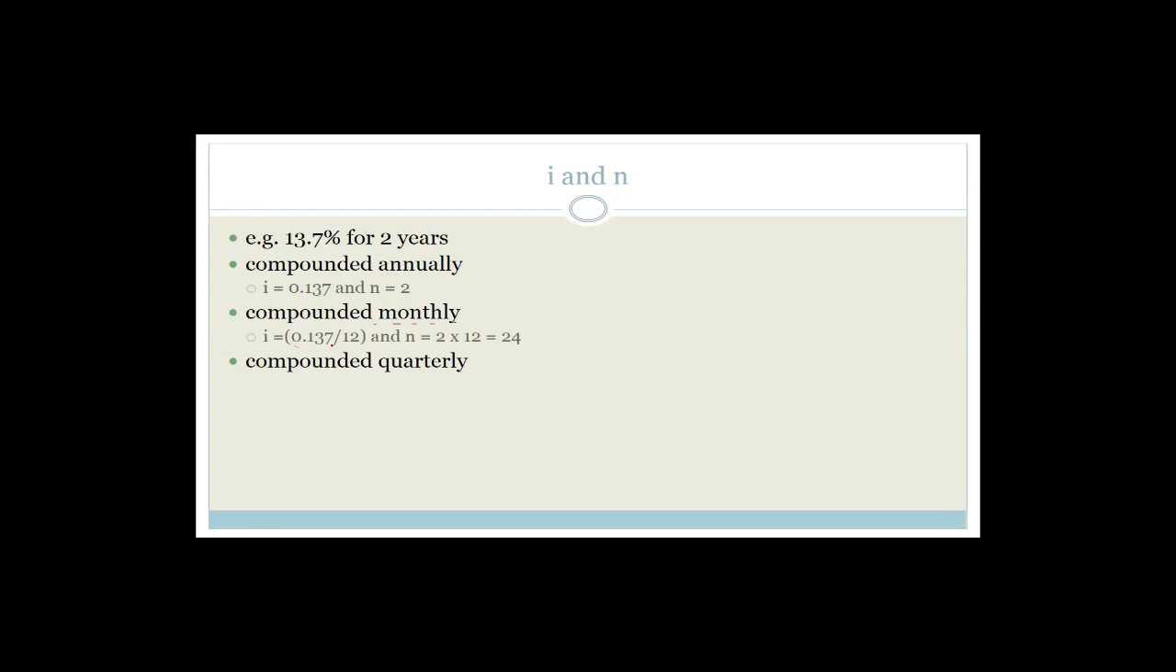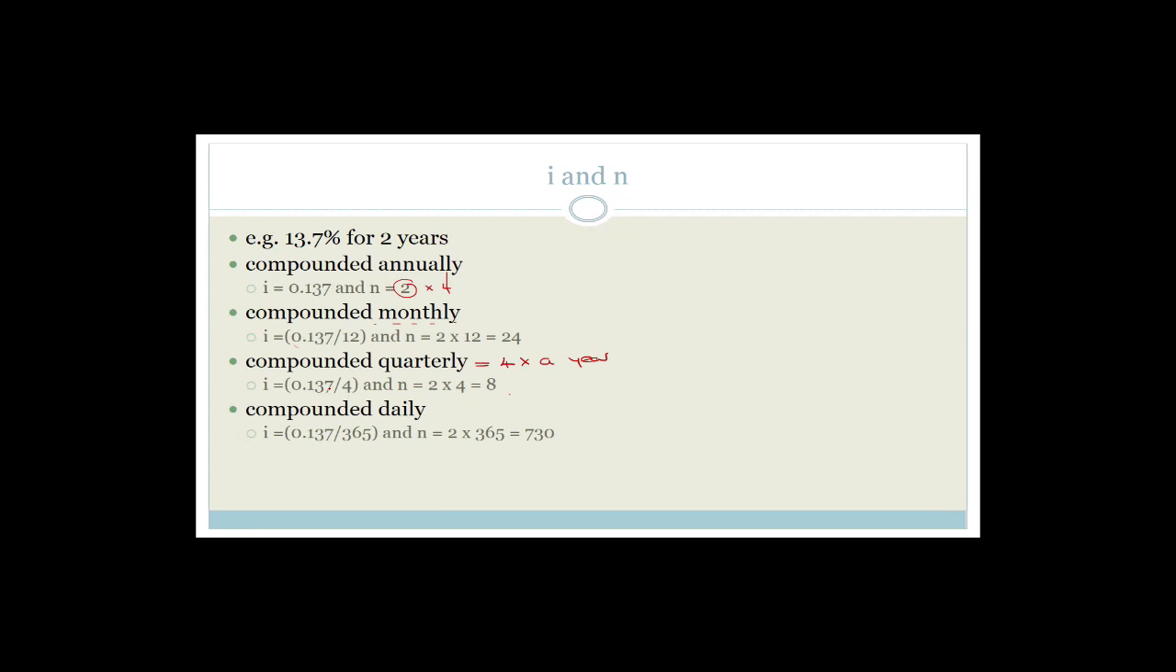Or if we compounded quarterly, quarterly means 4 times a year, which means you have to divide by 4. So this is because quarterly is the same as 4 times a year. So that's going to be 2 years times 4, which is 8. Or we take the interest and divide by 4.